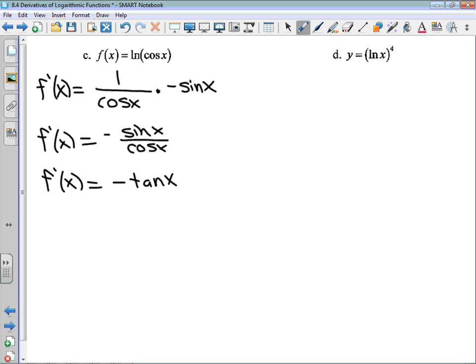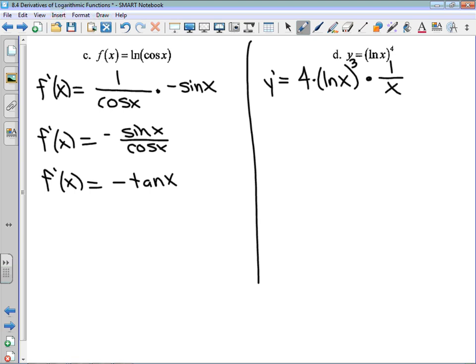All right, for D, it is a power, or sorry, I guess it's going to be a chain rule. We have something to the power of 4. So that means that it's going to be 4 times that something, in this case, the ln of x, now to the power of 3. And then I would multiply by the derivative of the inner function. The inner function is ln x. The derivative of ln x is 1 over x. And then you can clean this up a little bit. Maybe write 4 times the natural log of x cubed, all divided by x.